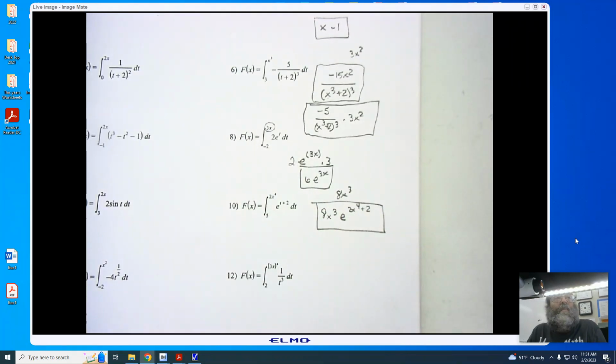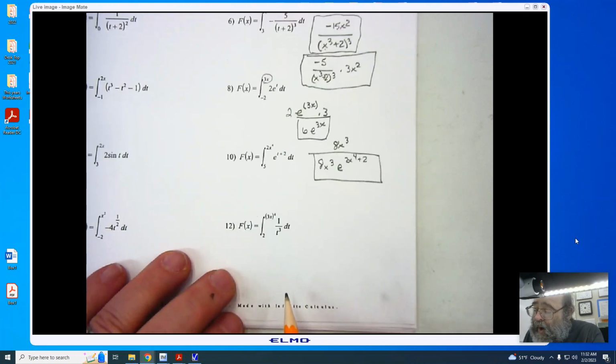Yes, we can always simplify. After all, we do have that plus 2, but without multiple choice options, we don't know how far to go. So remember, when you're doing the AP test, you always want to look at the answers that are provided to see if it looks like what you got or whether you should simplify. We're now going to number 12.